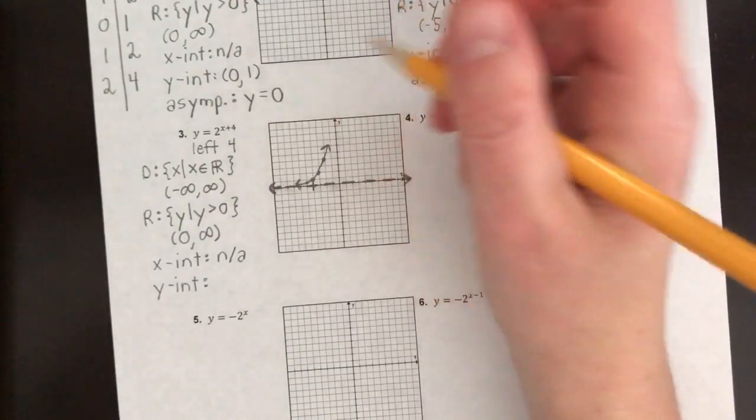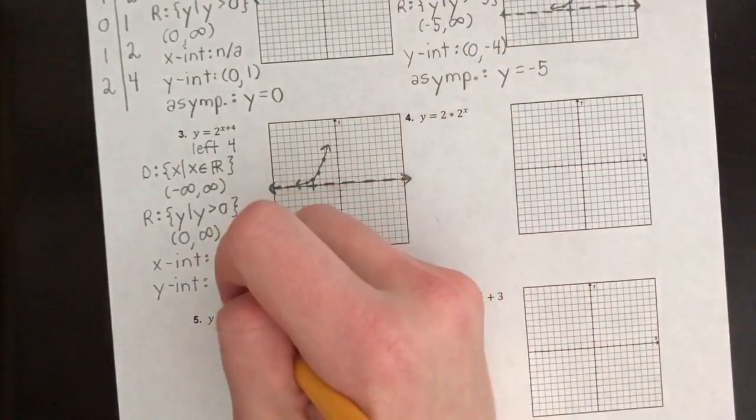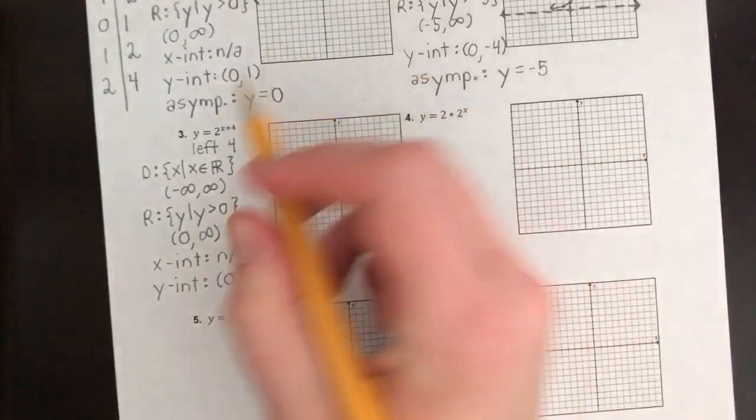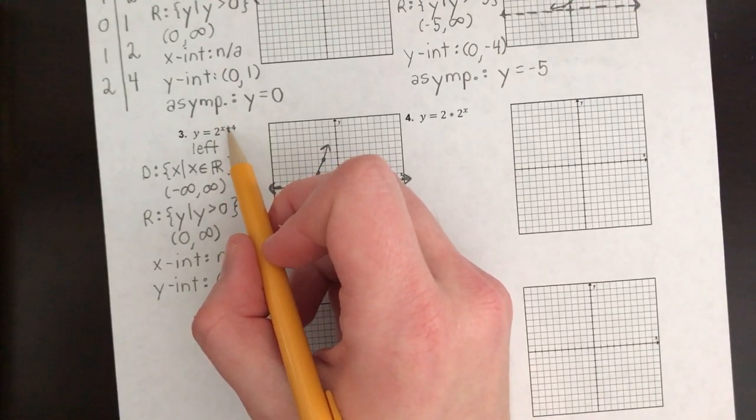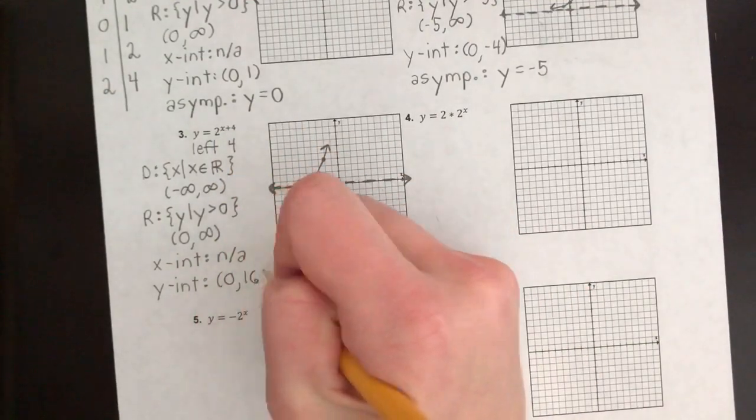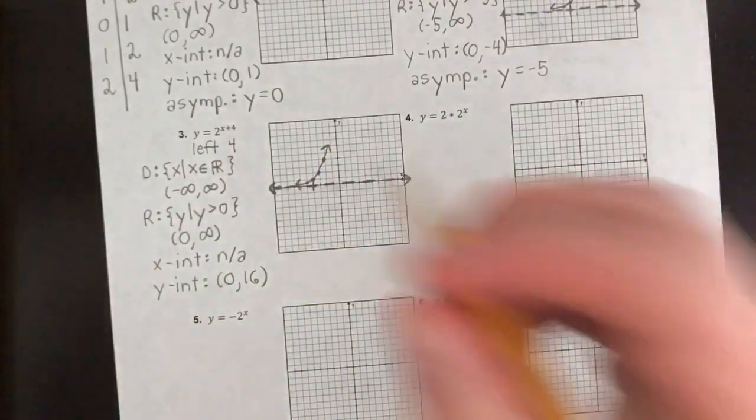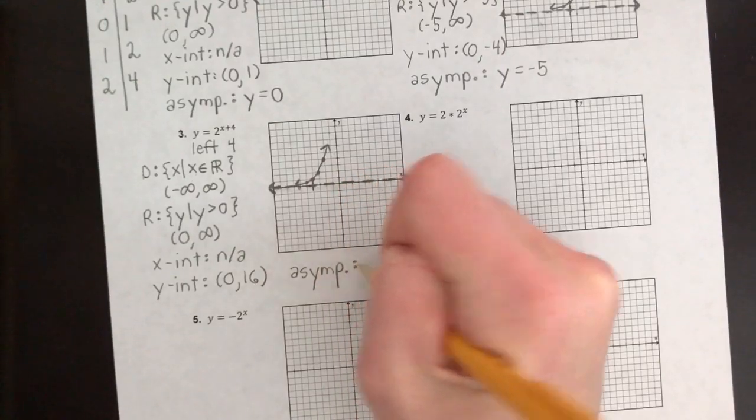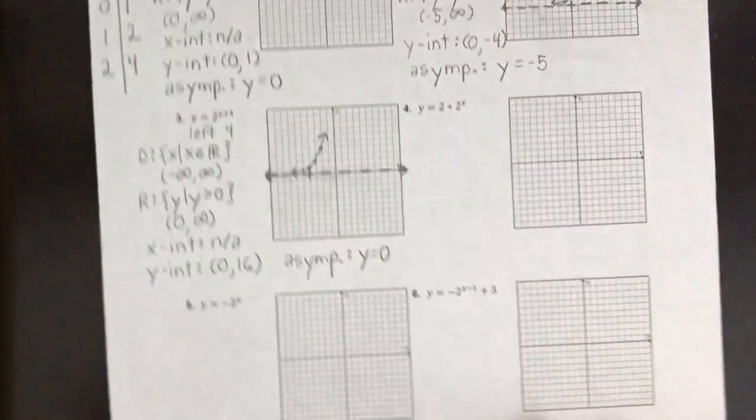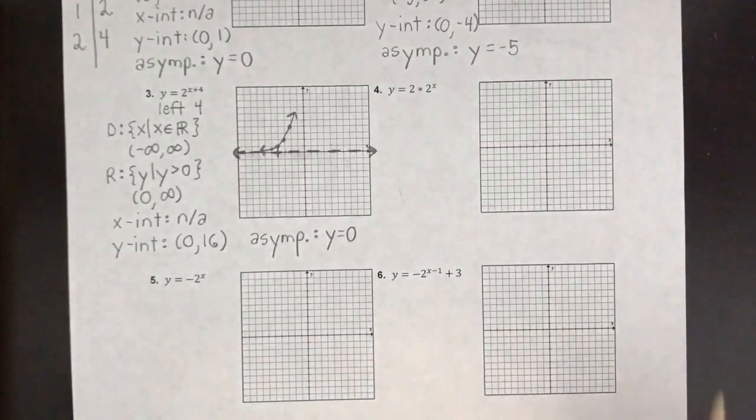You could think about it that way, or the y-intercept is always where x is 0. Plug in 0 for x. So 2 to the 0 plus 4 power. Well, what's 0 plus 4? It's 4. So it's 2 to the 4th. It's 16. So the y-intercept is going to be 16. You can figure that out. Okay, the asymptote is still y equals 0. All right, moving right along.